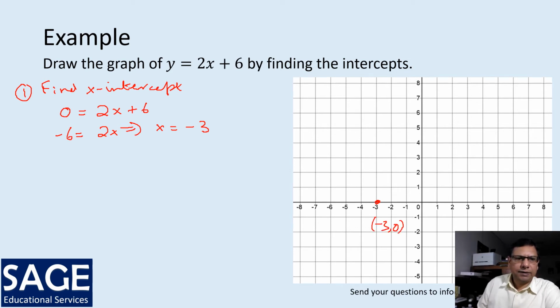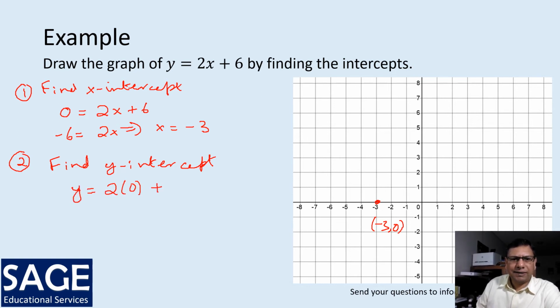So there's my x-intercept. The next thing I need to do is find the y-intercept. In order to find the y-intercept, I will make x is equal to 0. So I will say y is equal to 2 times 0 plus 6, and that will give me y is equal to 6. So the point 0, 6 is the y-intercept. Now this equation was actually written in a form which is called the slope-intercept form, and in the slope-intercept form this 6 is actually the y-intercept.